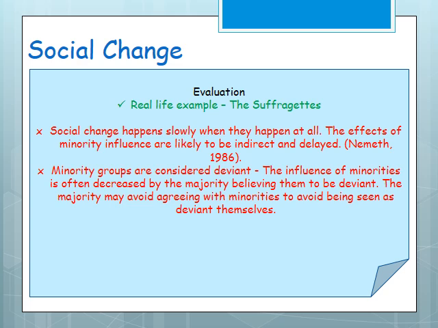Social change happens slowly if it actually happens at all. So minority influences are likely to be indirect and delayed. And also generally minority groups are considered deviant. So it's unlikely that the majority is going to agree with minorities because they don't want to be seen as deviant themselves.